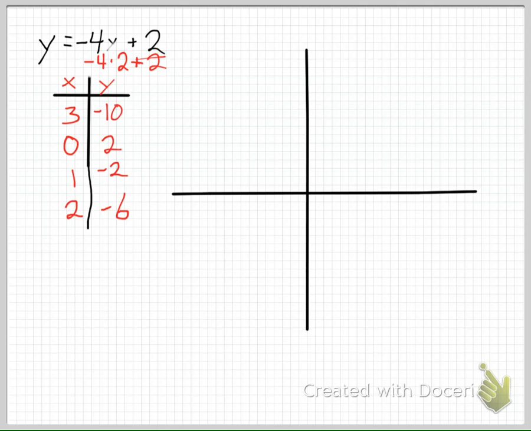Okay, so our first point is 3, negative 10, right? X value 3, Y value negative 10. So I'm going to go out 1, 2, 3 to the right, and I'm going to go down 1, 2, 3, 4, 5, 6, 7, 8, 9, 10. All right? So 3, negative 10 gives me, let's see.